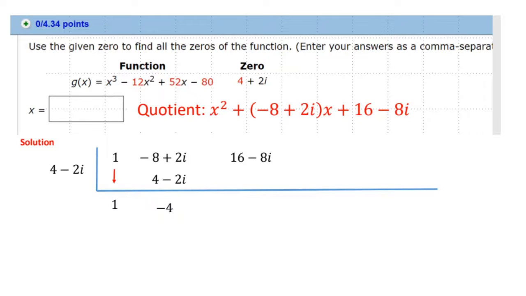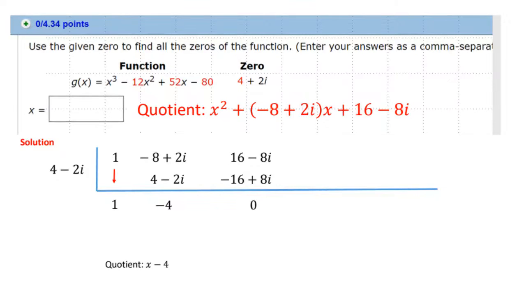In this one, we have reals and imaginaries to add. So negative 8 plus 4 is a negative 4. 2i minus 2i becomes 0. Let's go ahead and multiply this again. This one's an easy multiplication. We have negative 16 plus 8i, and when we add them, we get 0. Awesome. So our quotient now becomes x minus 4.